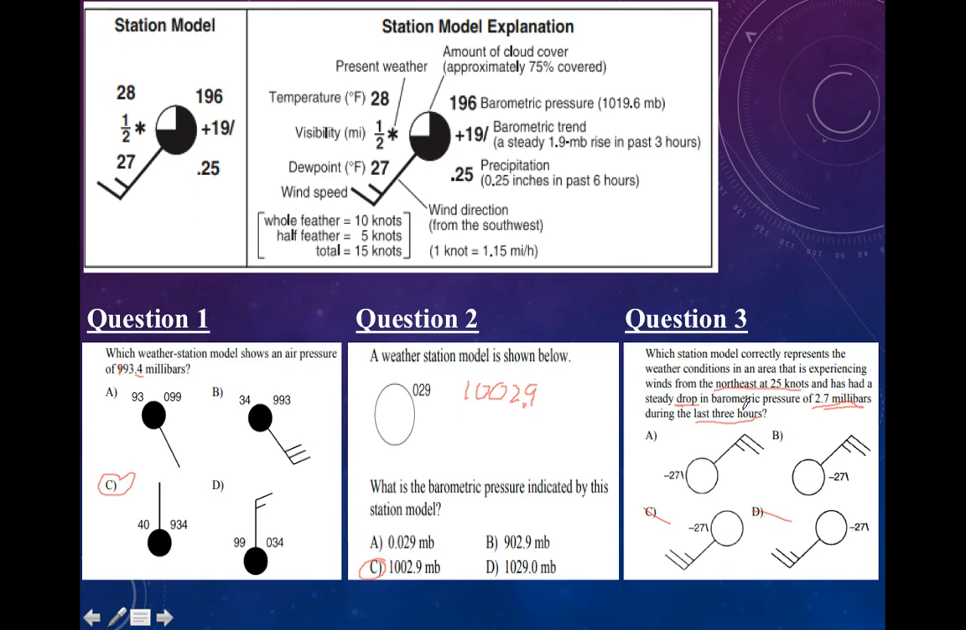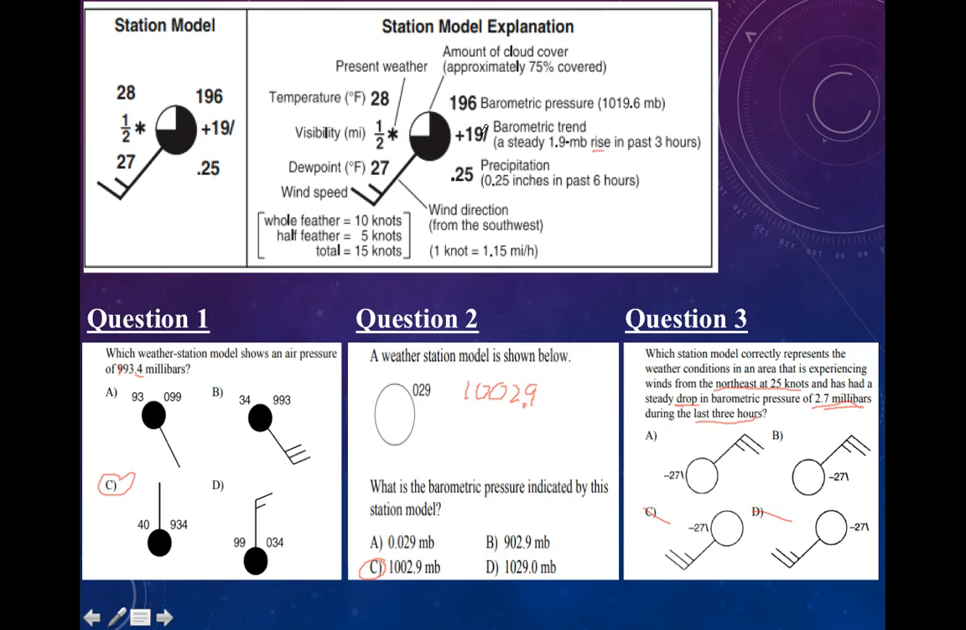Now let's get to the barometric pressure trend, right? We have a drop in pressure of 2.7 millibars. Look up here. Again, this is on your reference table, page 13. This is the barometric trend. It's underneath where you have the pressure on your station model. The first thing, you'll see either a plus or a minus sign. If it's a plus sign, that's telling you the pressure has been going up or rising in the past 3 hours. If it's a minus, that would mean it had a steady drop in the past 3 hours, or it has been going down.